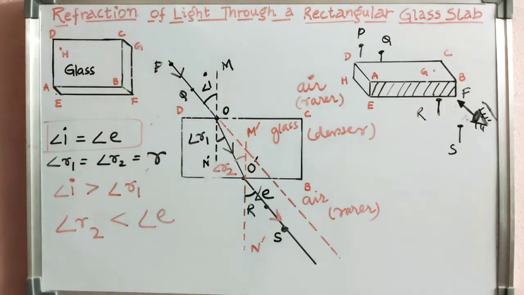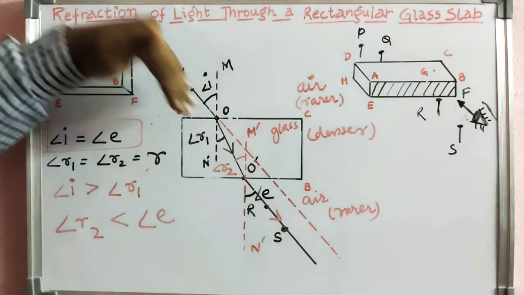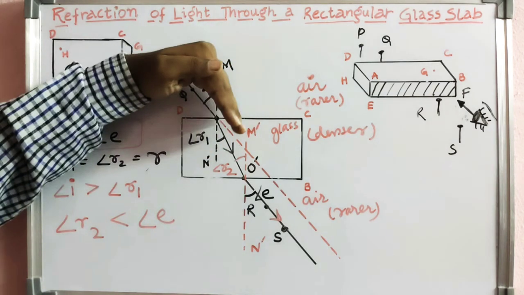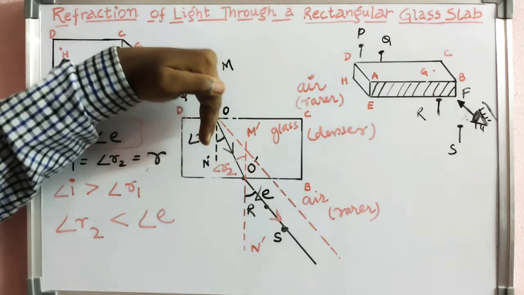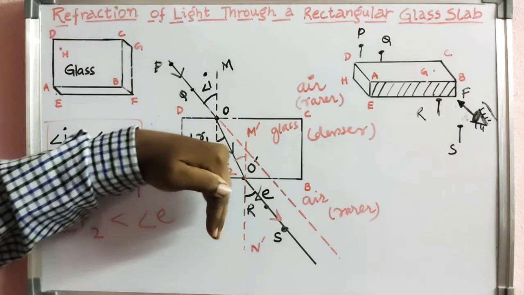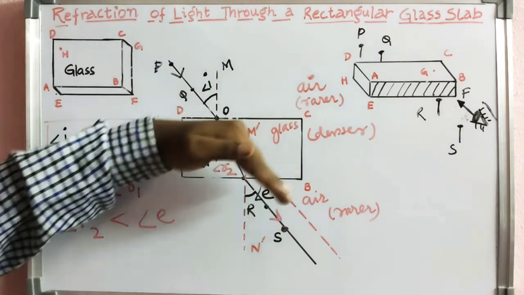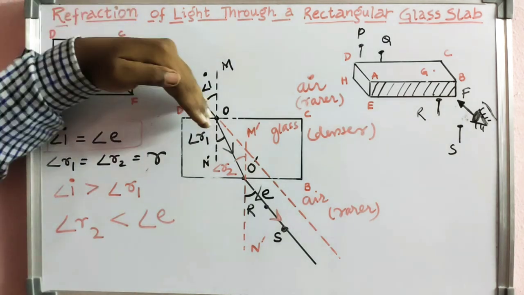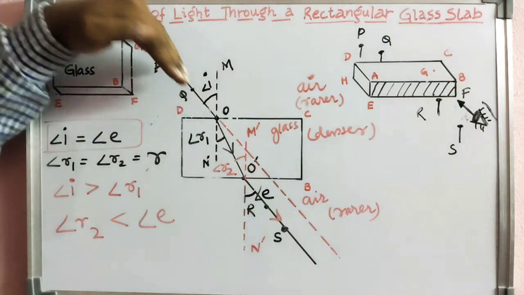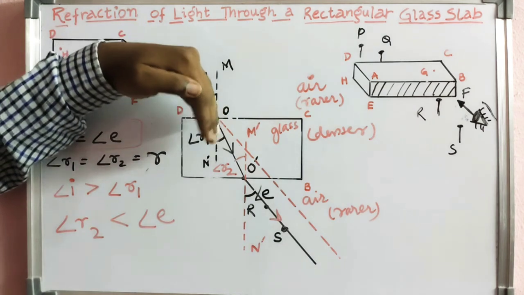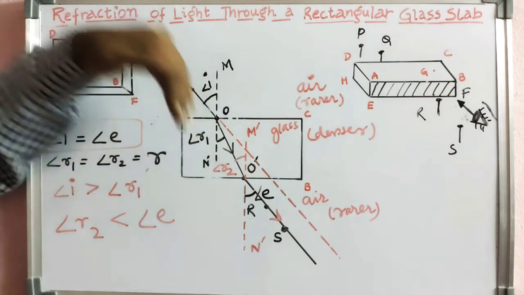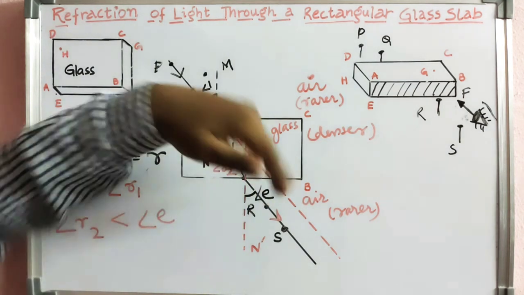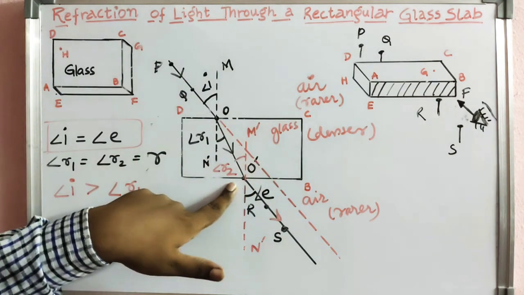Now at point O, how much the light has shifted towards the normal? By the same amount, the light is shifting away from the normal. I'll repeat one more time. At point O, how much the light shifts towards the normal, with the same amount, the light is going to shift away from the normal at O dash.